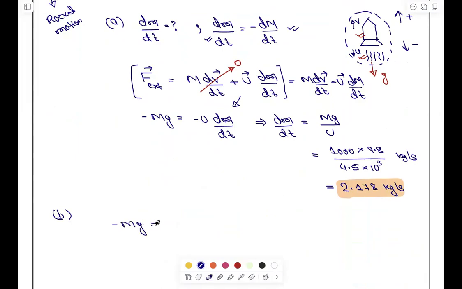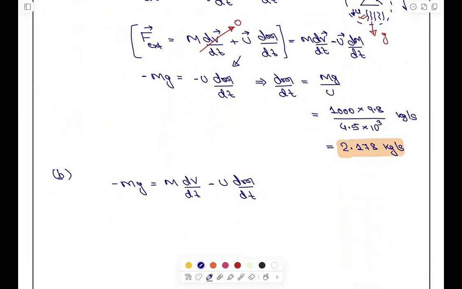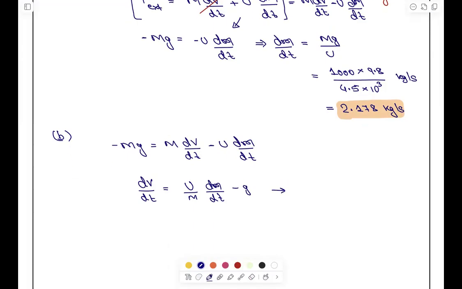Minus mg. Here, since it is going upward, m dv by dt is positive, right? And here it will be u times dm by dt. So let's write it like this: dv by dt will be equal to u by m dm by dt minus g. Now you can use integration, dv by dt from 0 to v.